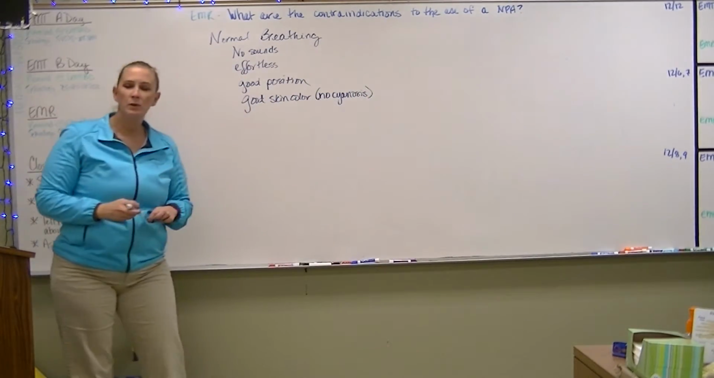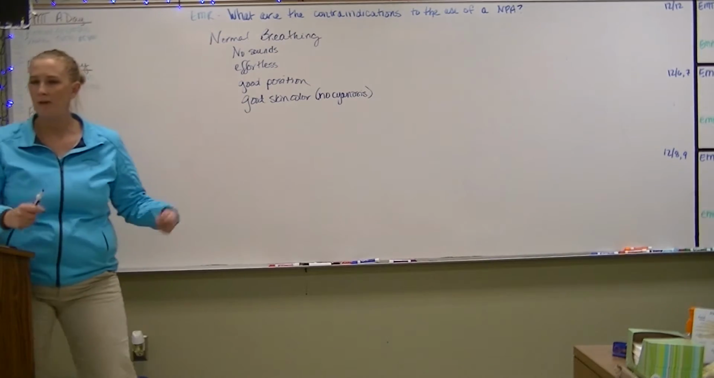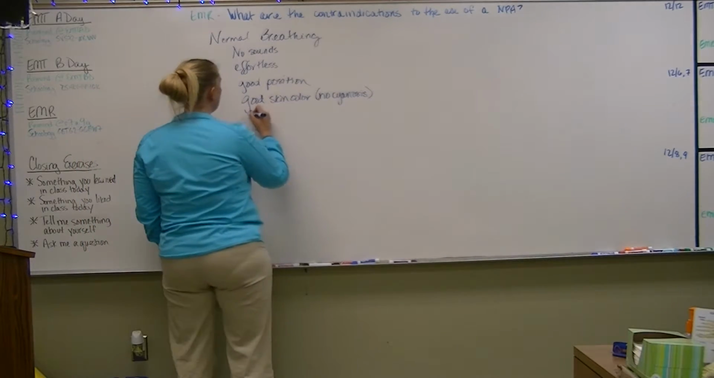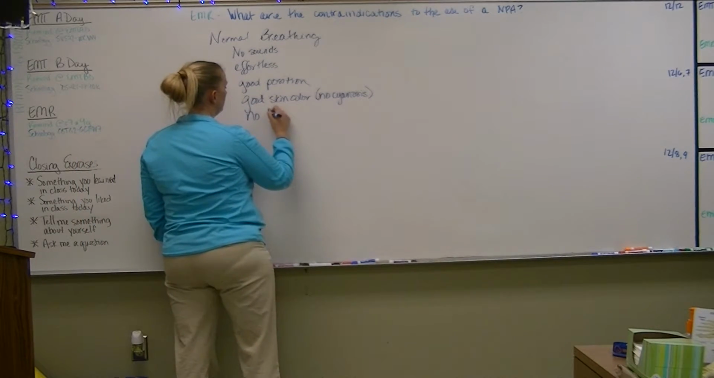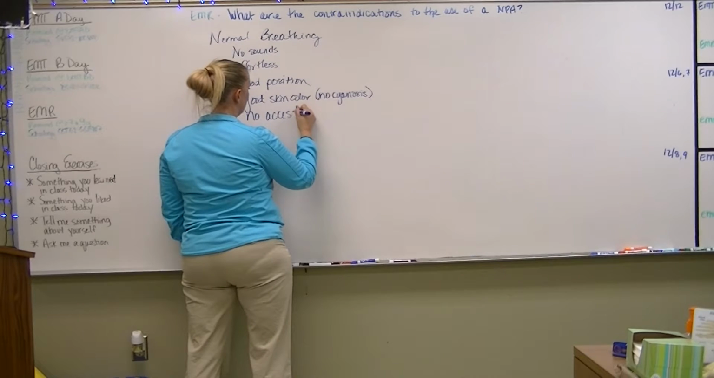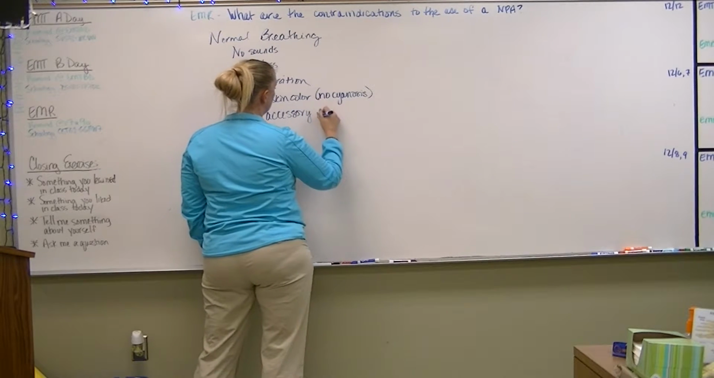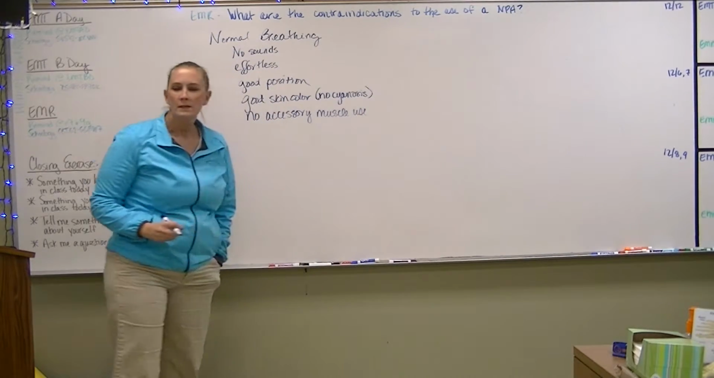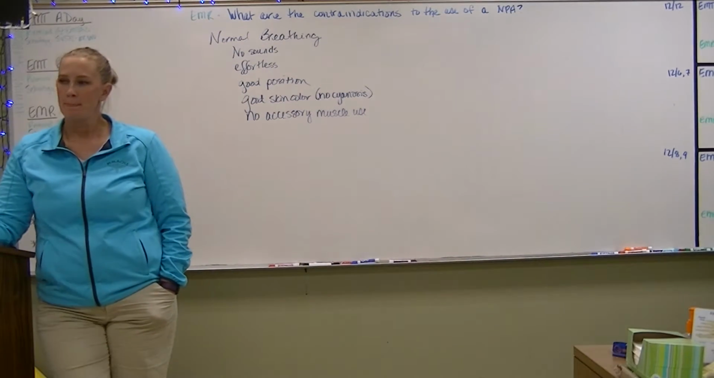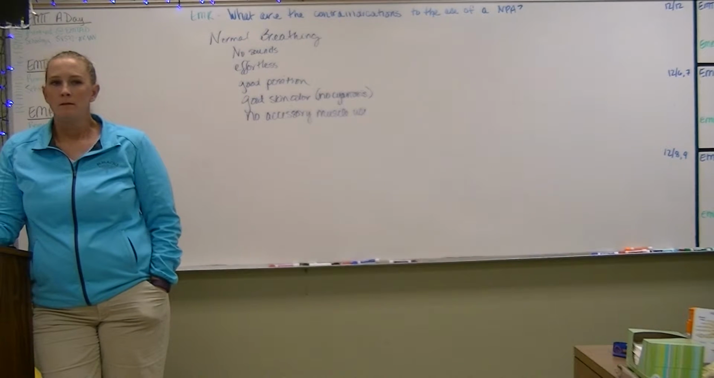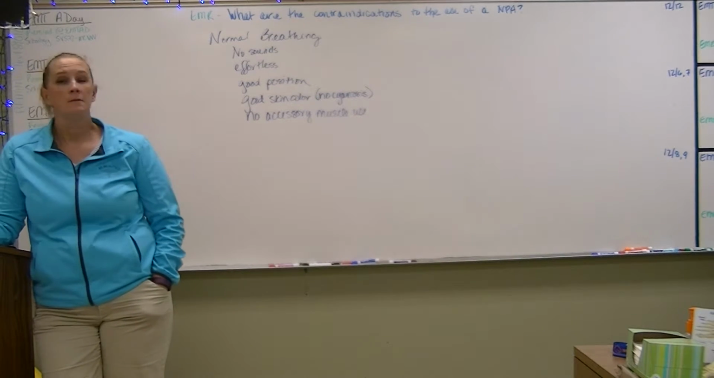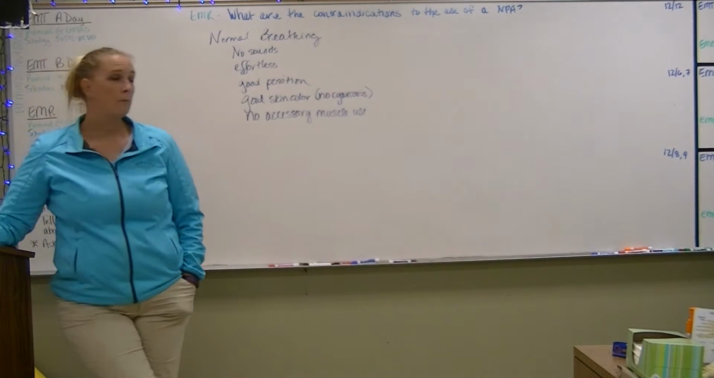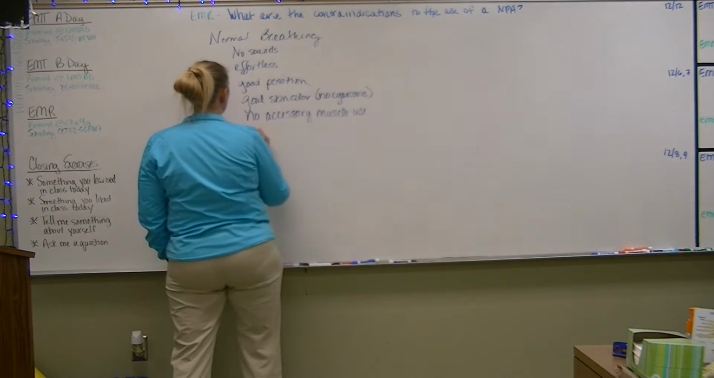What else did we list when we were just talking? We've got no sounds, that's effortless. Auxiliary muscles. Okay, we aren't using any auxiliary muscles, accessory muscles. What else? The chest rise and fall. Yep, we've got equal and bilateral chest rise and fall.